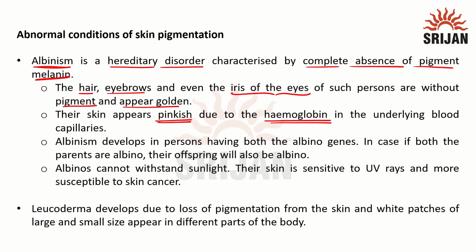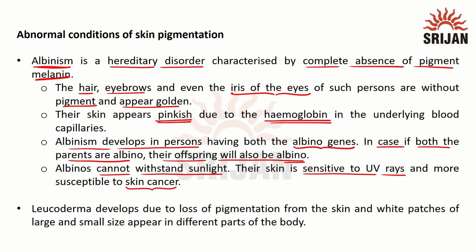Now, albinism develops in a person having both genes that are albino in nature. So, albinism will not be expressed if only one albino gene is present in an individual. In case both the parents are albino, their offspring will also be albino. Now, albinos cannot withstand sunlight. Their skin is sensitive to UV rays and more susceptible to skin cancer.